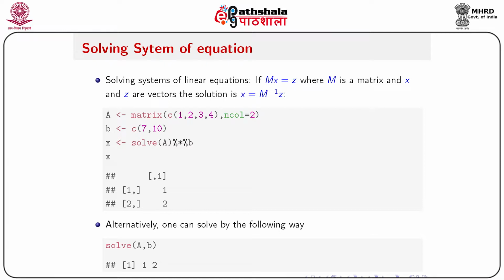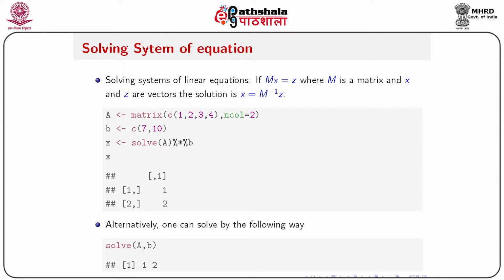For illustration, assign a matrix A as a 2 by 2 matrix, c(1, 2, 3, 4), with number of columns equal to 2, and B as c(7, 10), so B should be a 2 by 1 order vector. Then if you want to solve for x, you can do solve(A) matrix-vector multiplied by B. That will give you the solution of x, which here is 1 and 2.